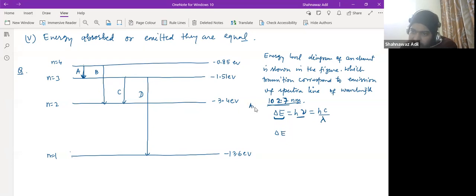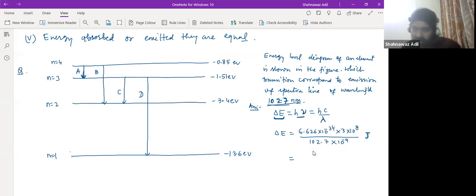Let us calculate this thing. So h is 6.626 into 10 to the power minus 34. c is 3 into 10 to the power 8 meter per second. And lambda they have given is 10.7 nanometer, and nanometer is 10 to the power minus 9. So this energy would be in joules, right? So how much is this thing?